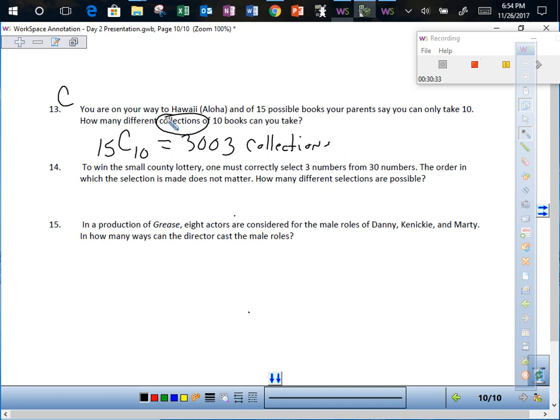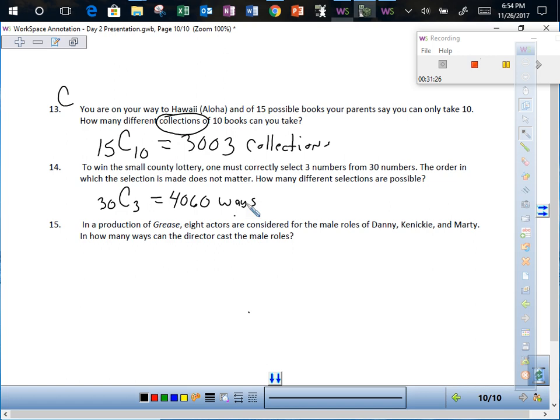But so in this one, we got 30 numbers to choose from. It's a combination, and you're going to pick 3 of them. There would be 4,060 different ways for this lottery.